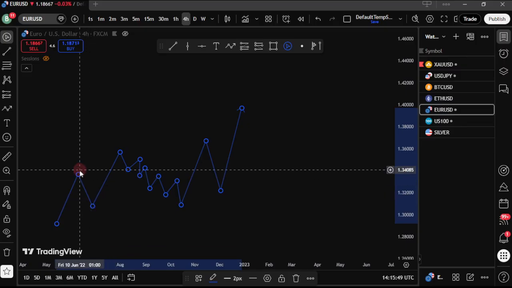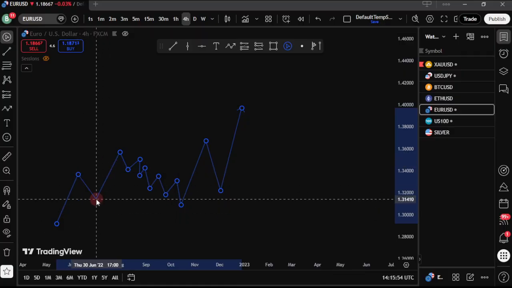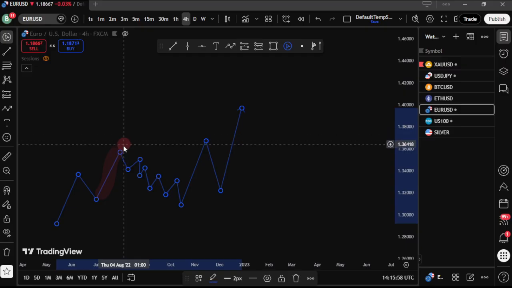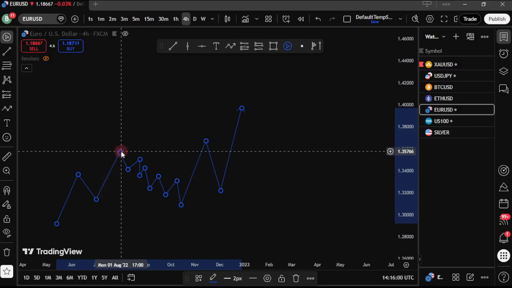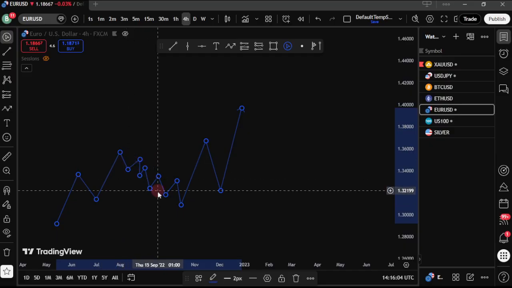Now this tells us that these sellers over here are weak, so they might be taken out. So we take a buy and they were actually taken out over here. And that's nice. That's very nice. So now the market comes down and creates a swing point.